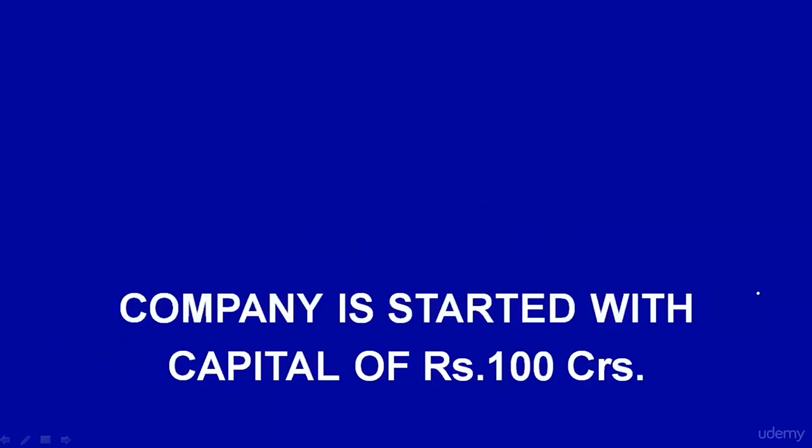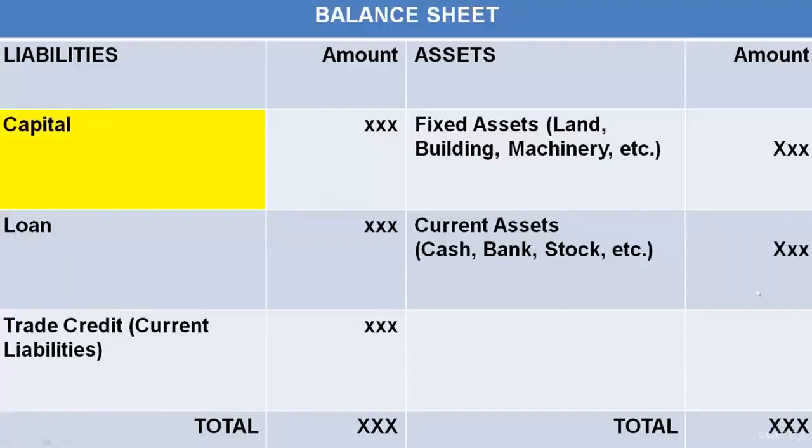The company started with a capital of 100 crores. So capital is basically a borrowing from owners. As far as the business is concerned, the capital should also be repaid. So capital is a liability. So in the balance sheet, it will appear here on the liability side, capital, and what's the amount? It is 100.